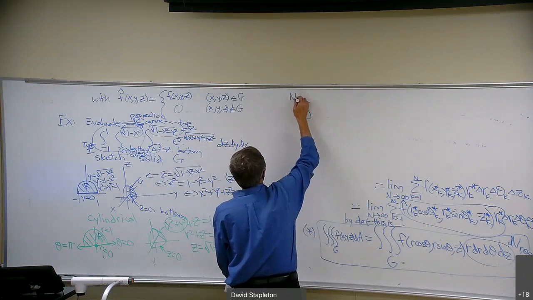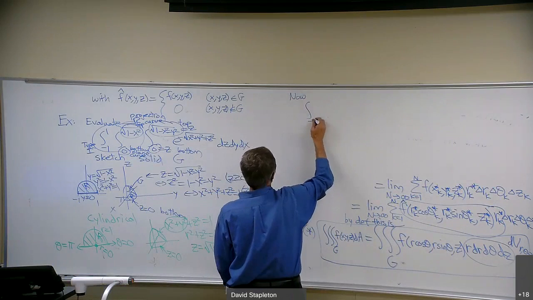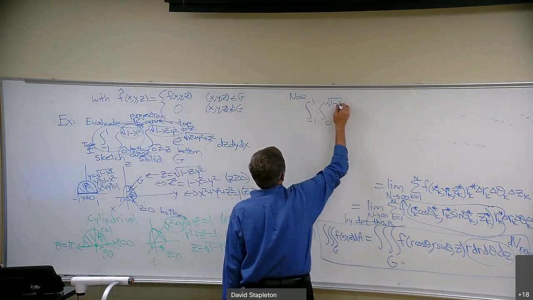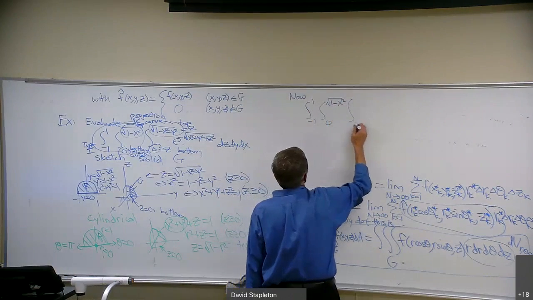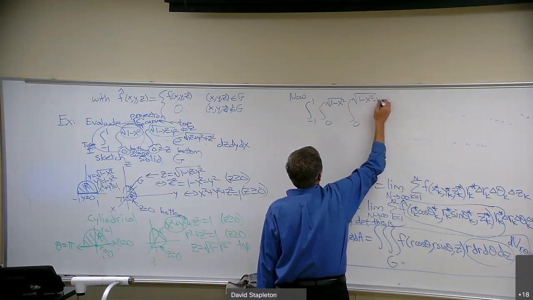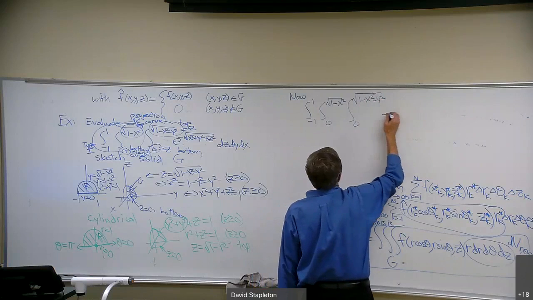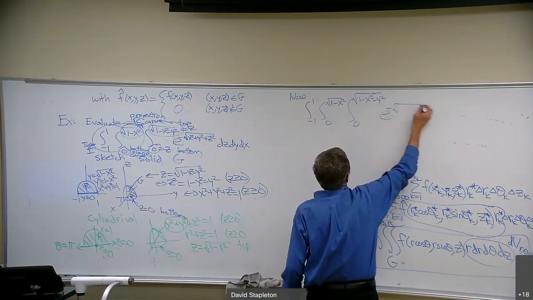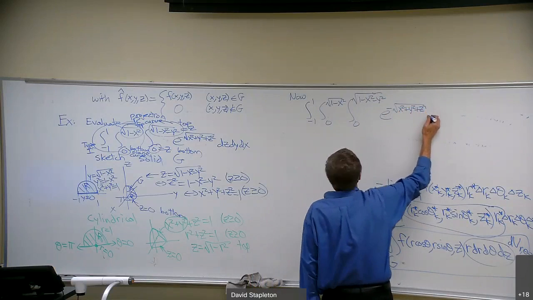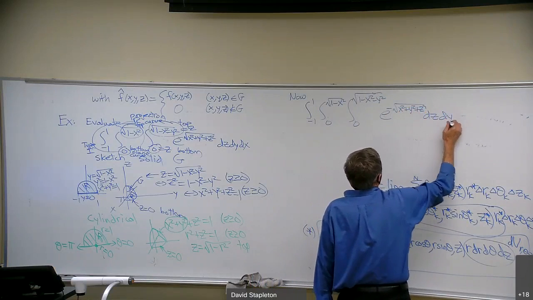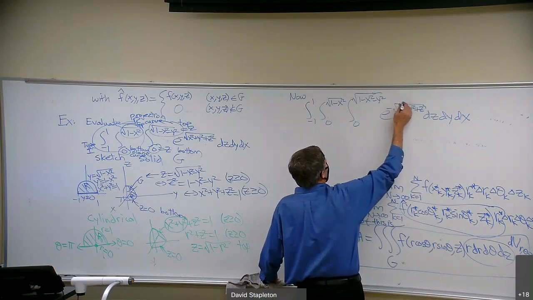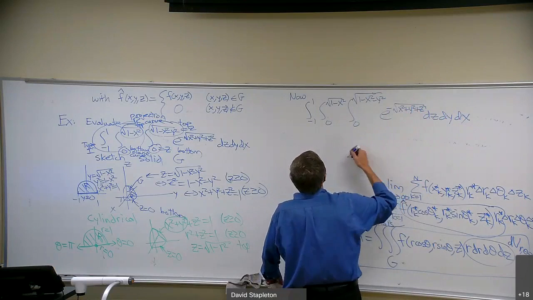So now the original integral, maybe I better rewrite it. Minus 1 to 1, 0 to square root 1 minus x squared, 0 to square root 1 minus x squared minus y squared, e to the minus square root x squared plus y squared plus z squared, dz, dy, dx. This is your integrand f of x, y, z.